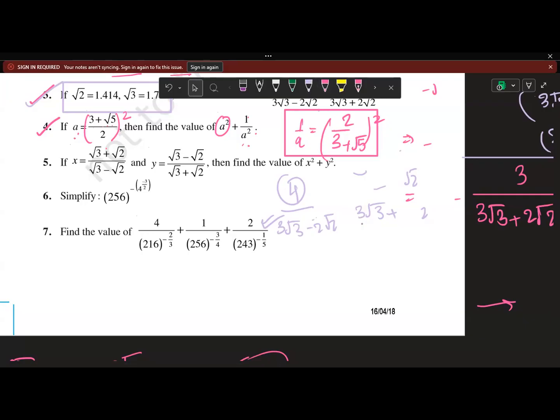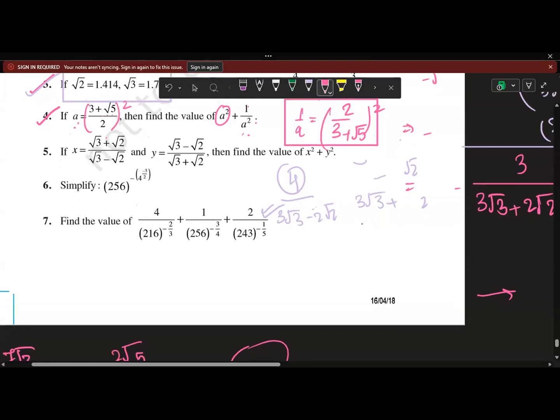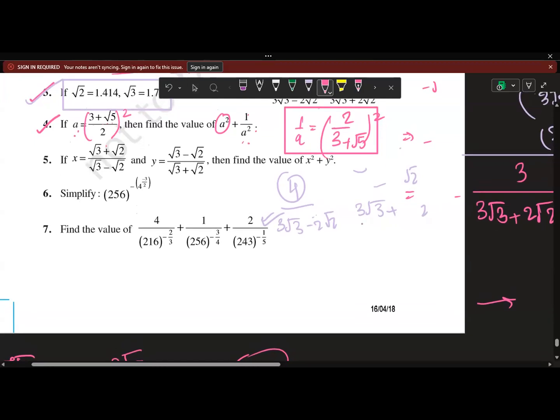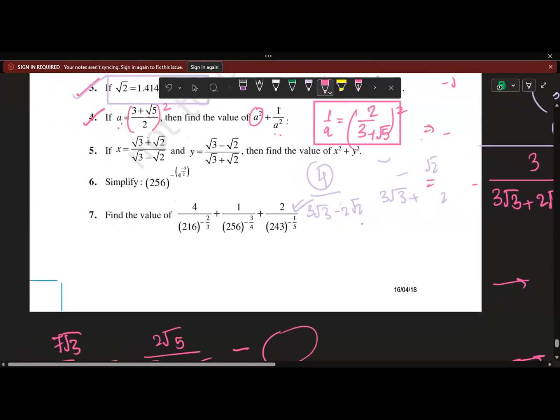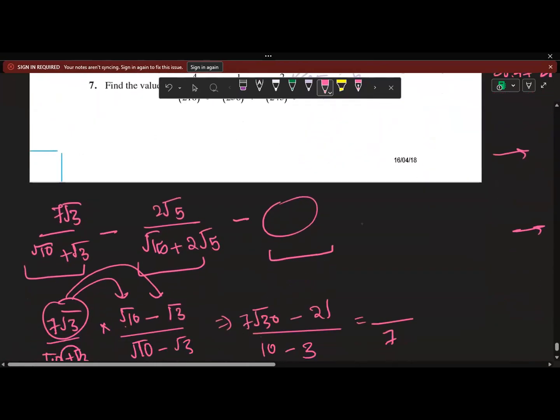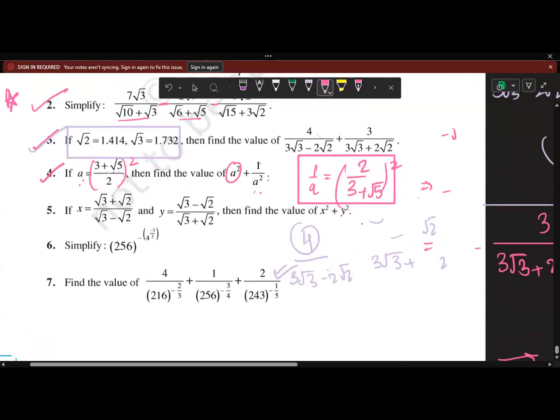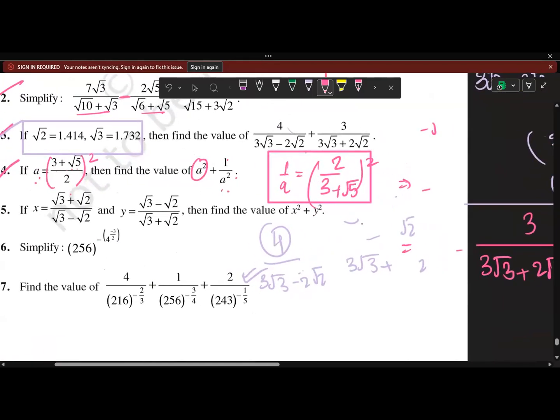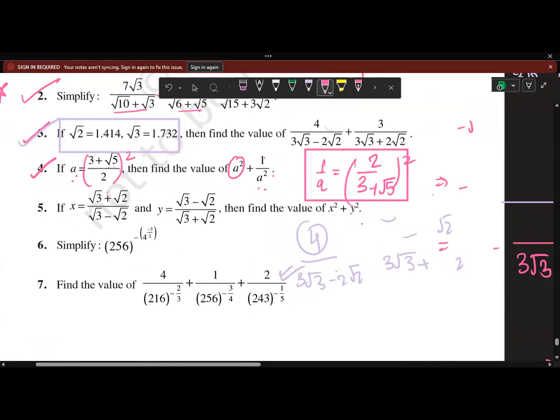Is there anyone who's not able to understand at all? Tell me, Hafsa, what you don't understand. I understand the rationalizing part in the beginning, but then after that, the rest of the part. The rest of the part is solving, Hafsa. There's nothing very difficult. You solve it step by step, right? First of all, you find a square. The value of a is 3 plus root 5 by 2. So find a square and 1 by a square and tell me the answers. Okay, Hafsa?